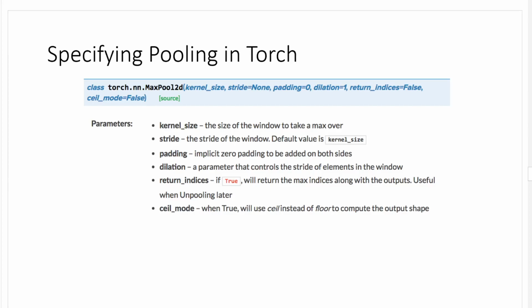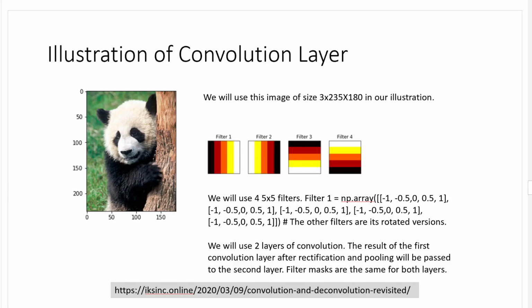So with that, let's look at an illustration of the convolution layer. I'm going to go through some of the steps and show you some of the results corresponding to different parameter choices. We will do the illustration using an image that is shown here, and this image is of size 235 times 180, and of course it has 3 channels because it's a color image. I'm going to implement 4 filters.